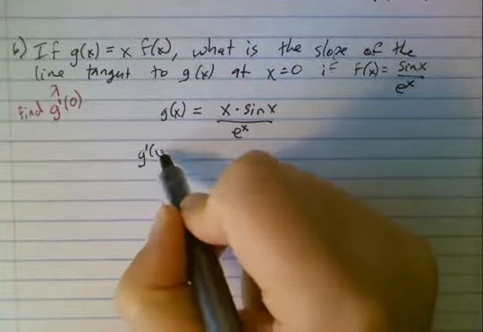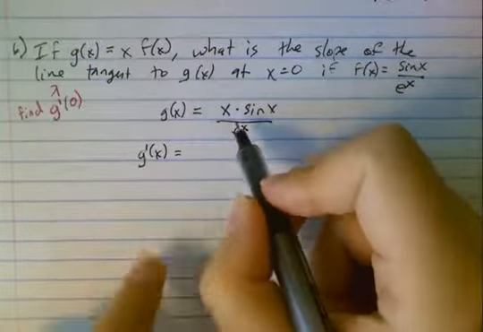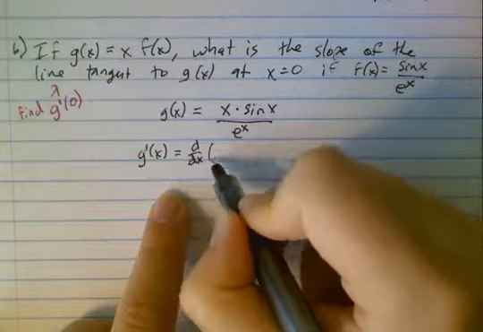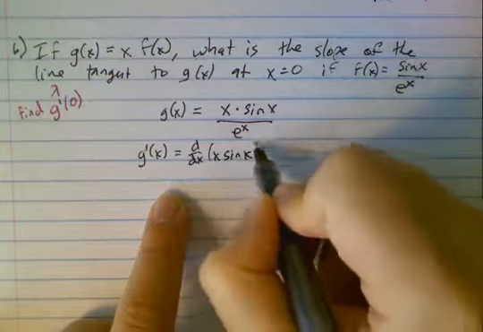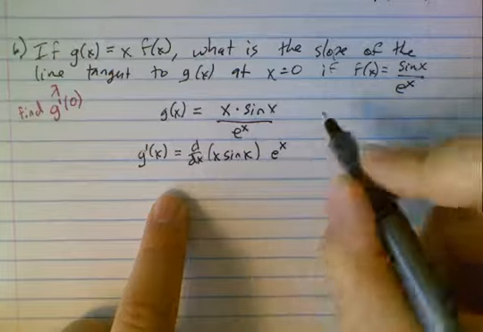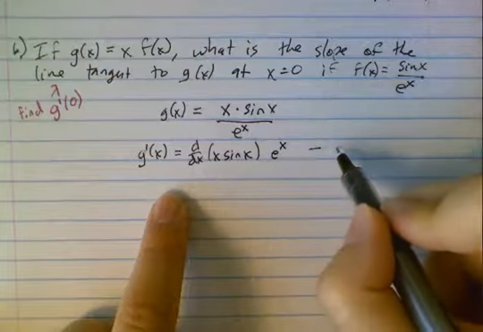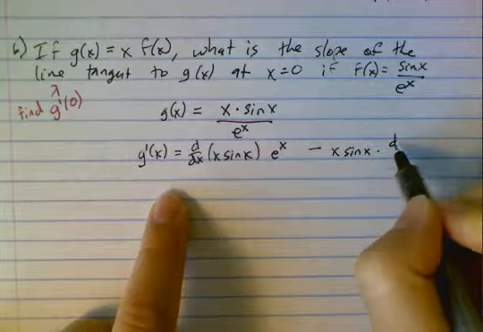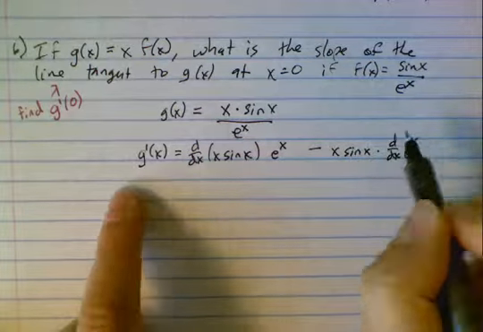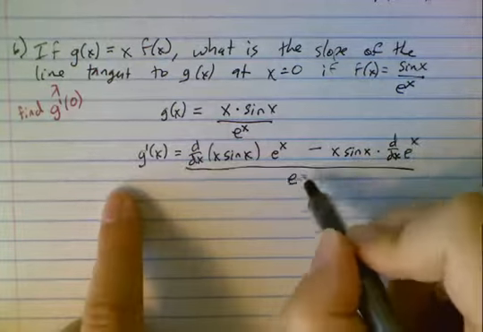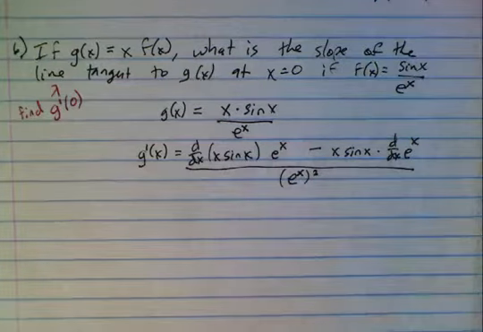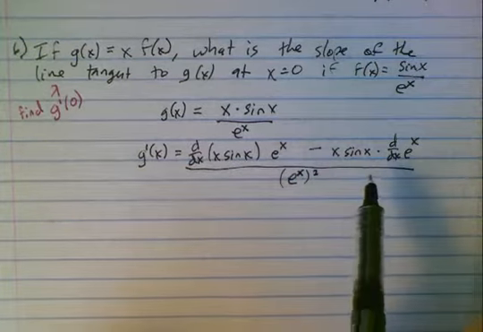So g prime of x, the quotient rule we know is the derivative of the top times the bottom minus the top times the derivative of the bottom all over the bottom squared. Now we need to work these out.